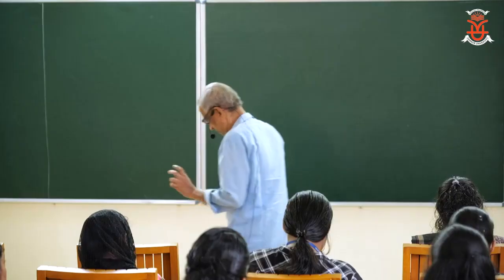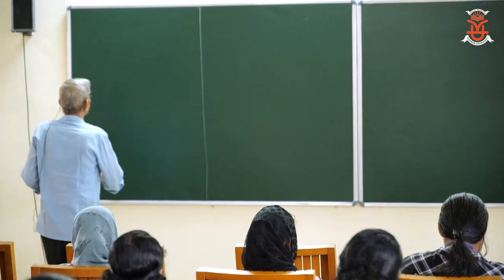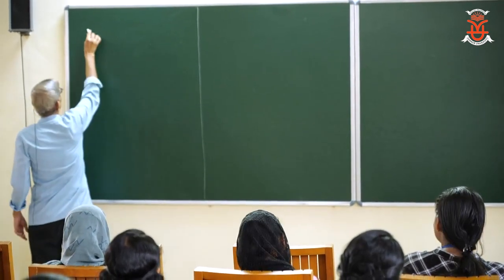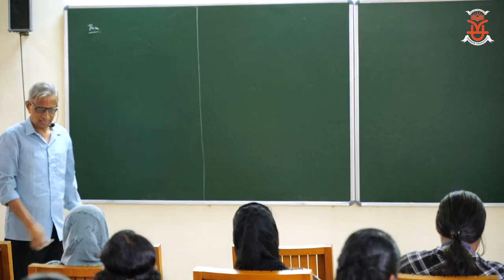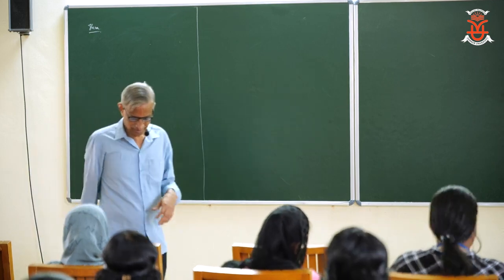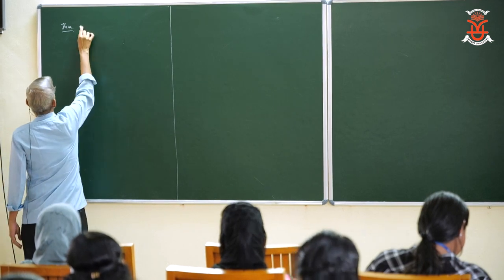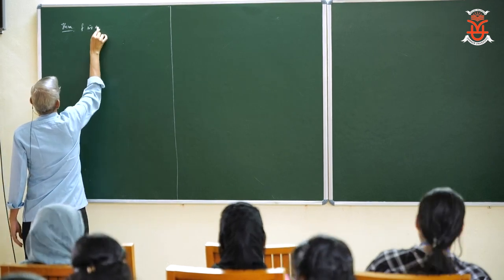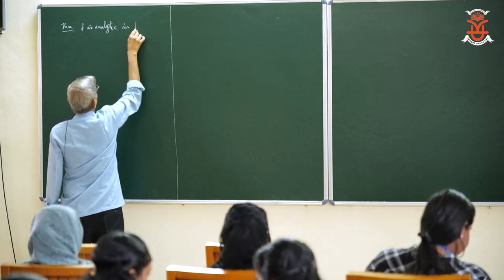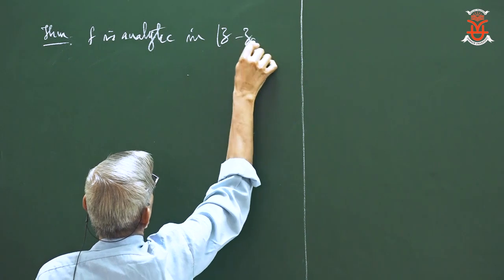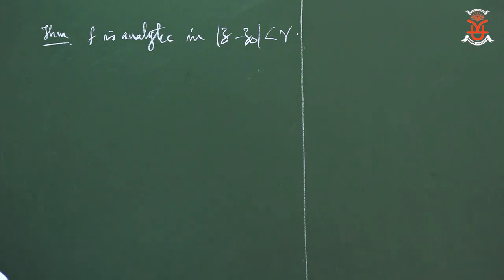So it's about counting zeros locally of an analytic function. I'm not going to prove this theorem, just suppose f is analytic in, say, a disk around Z naught.